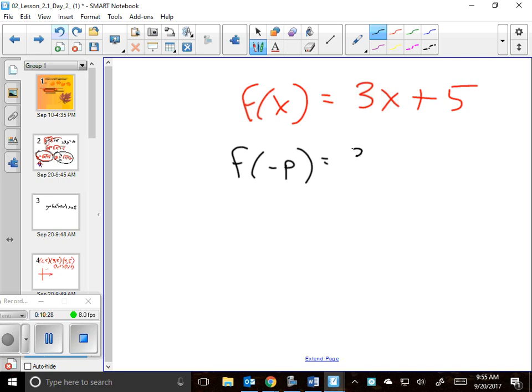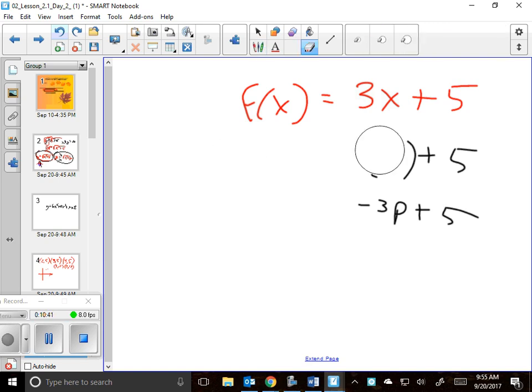And it always starts with an empty spot around the variable. And then I just drop in whatever they say. They said to stick in negative p. So here I go. Negative p, negative 3p plus 5. Raise your hand if you had that one right. Okay, good. Now how about if they get more complicated?